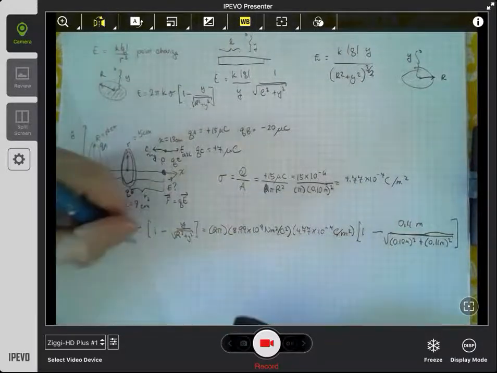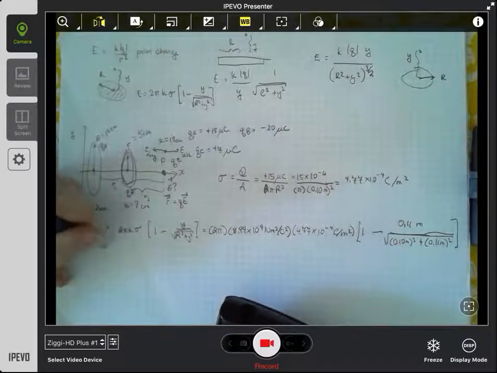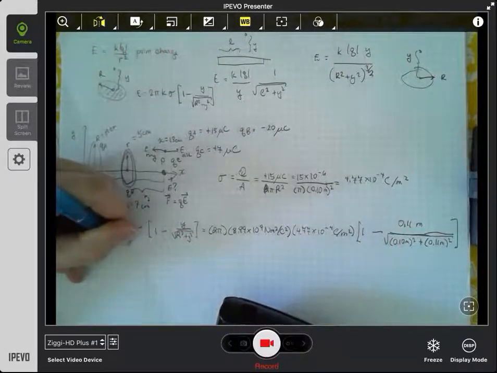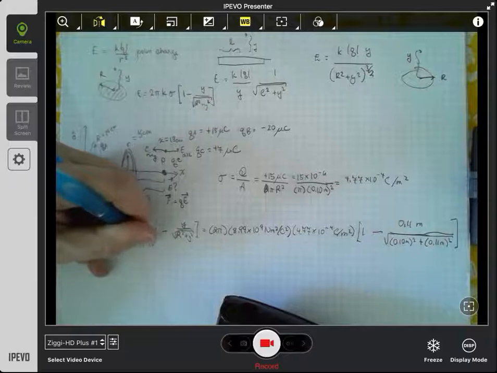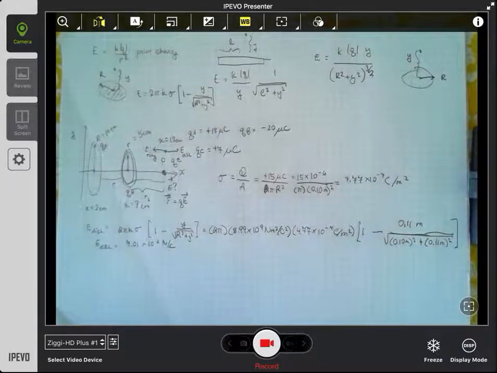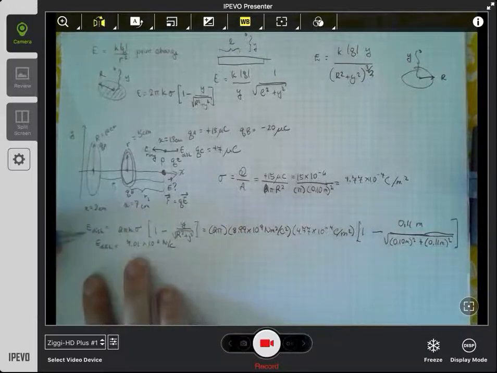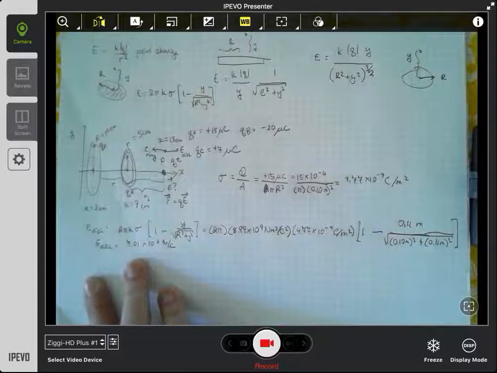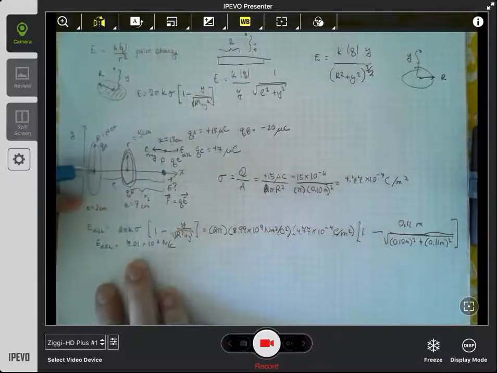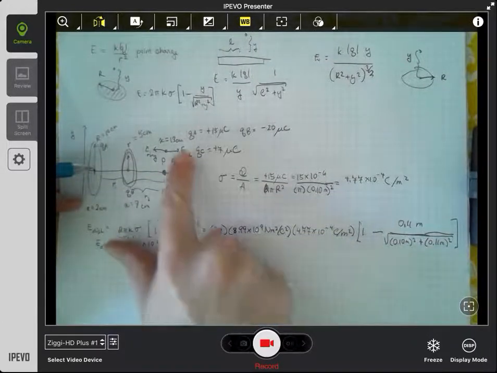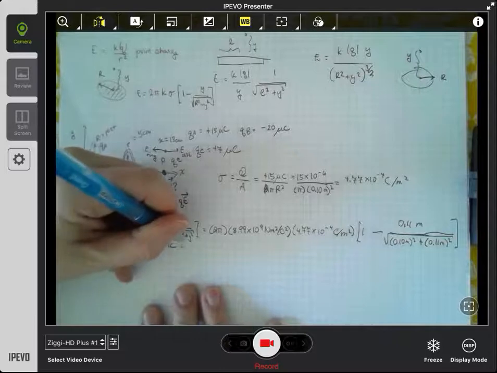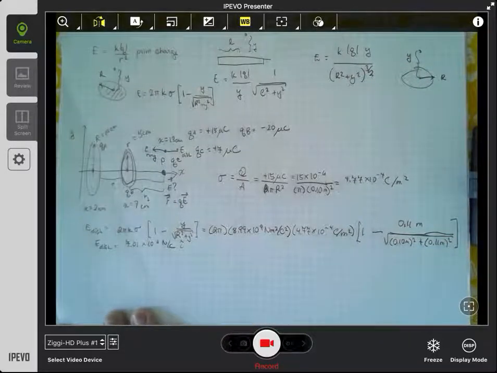And I get an electric field due to the disk of 7.01 times 10 to the 6th newtons per coulomb. Okay, and this is a positive number, which we're always going to get out of here. Since it was a positively charged disk, it's pointing away at that location, so it's pointing in the positive i direction. If anybody's confused so far, just write something in the chat window or speak up.